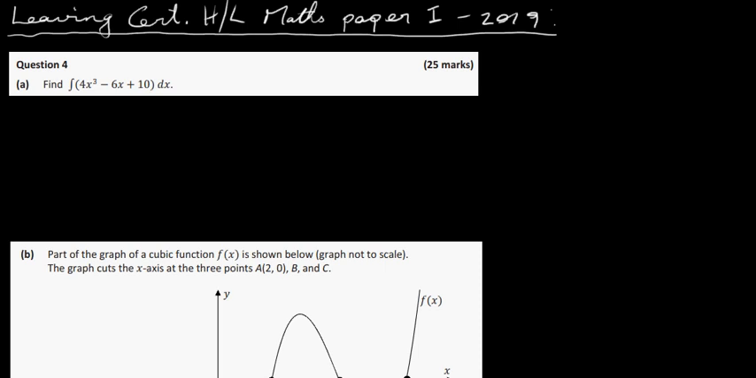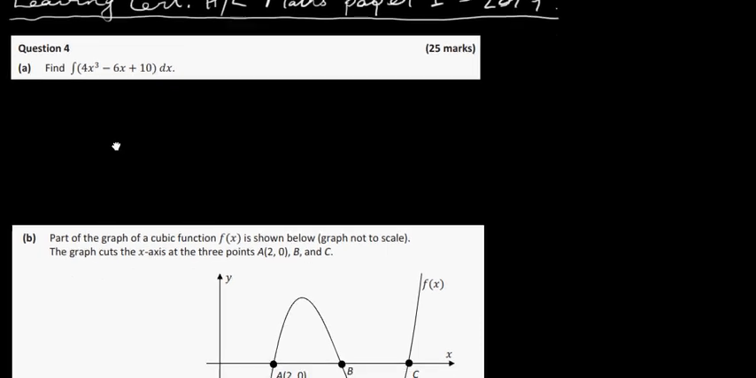Okay, so let's have a look at the Leaving Certificate Higher Level Maths Paper 1, 2019, and we're going to look at question 4. This question is all about integration. In part A, we simply have to find the integral of this function. So let's write that down.